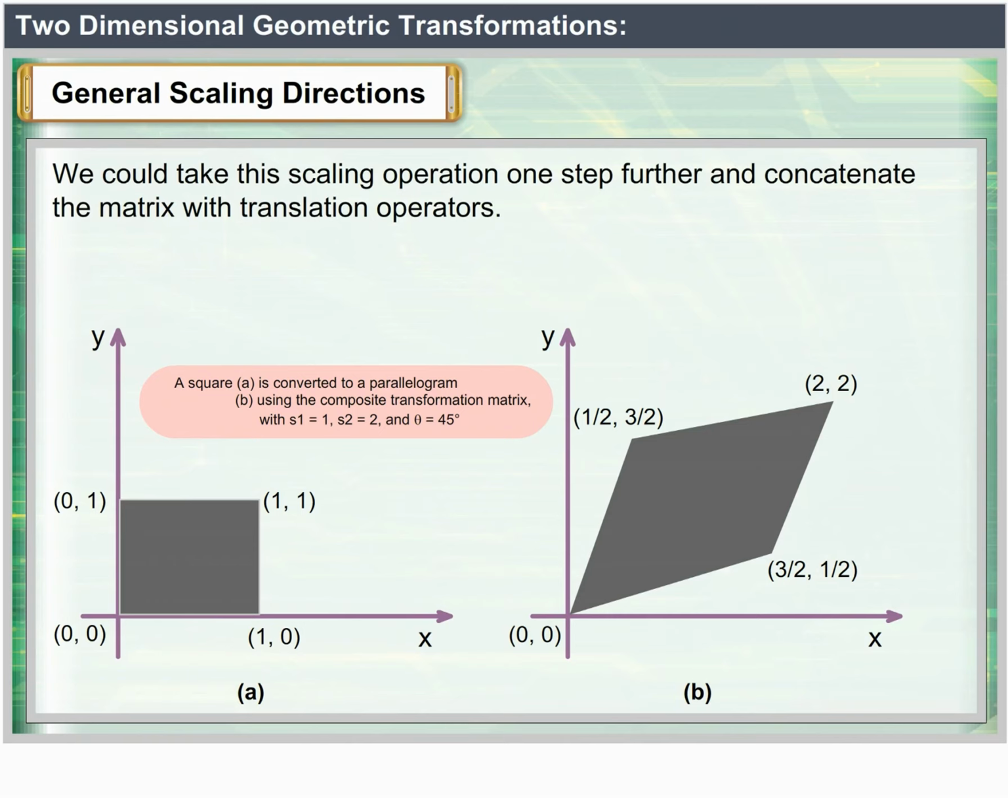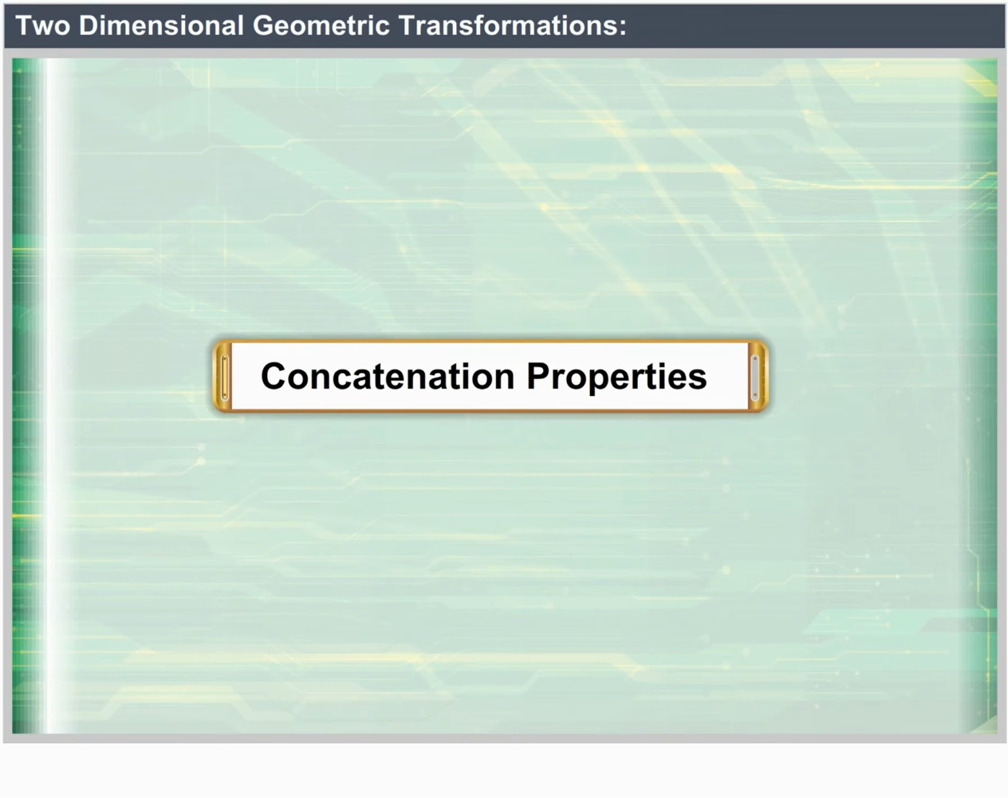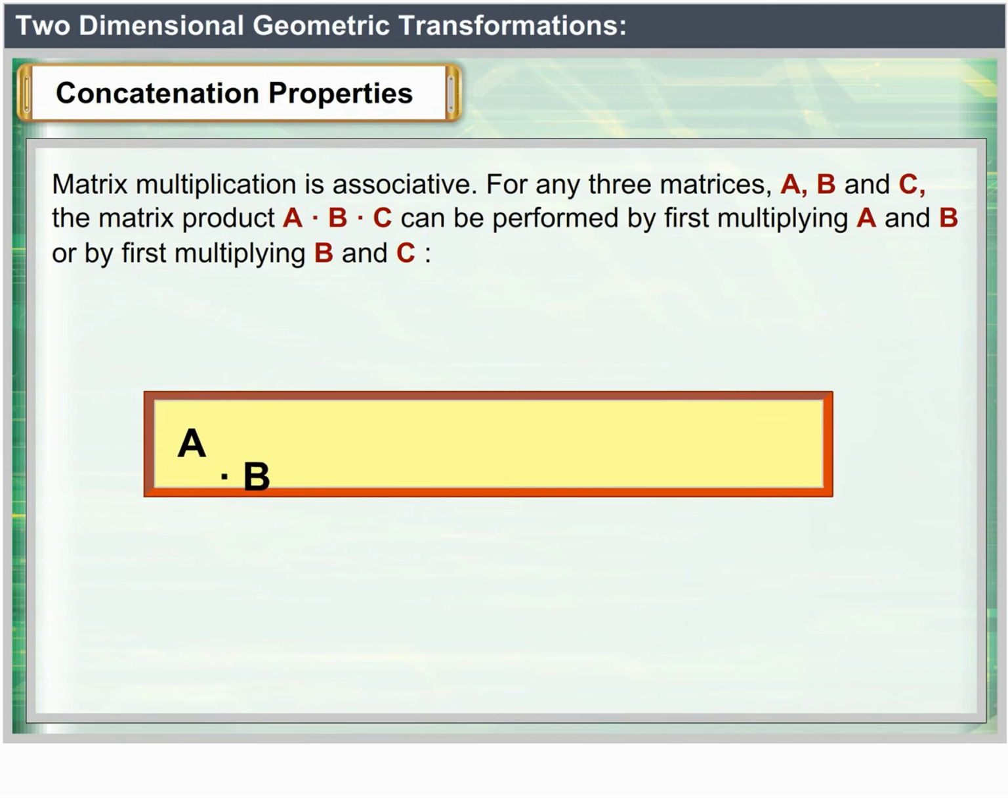Concatenation properties. Matrix multiplication is associative. For any three matrices A, B and C, the matrix product ABC can be performed by first multiplying A and B or by first multiplying B and C. So (AB)C equals A(BC) equals ABC. Therefore, we can evaluate matrix products using either a left to right or a right to left associative grouping.